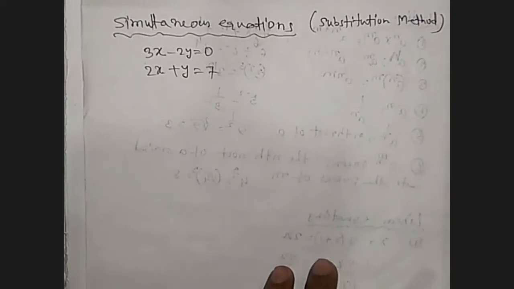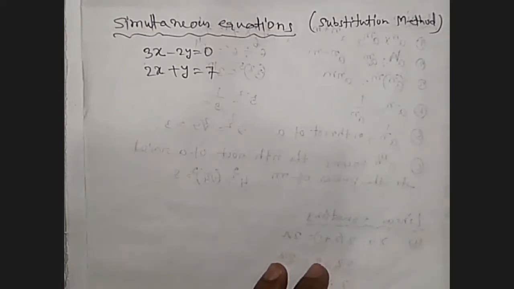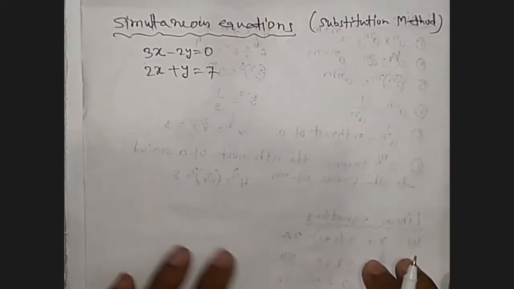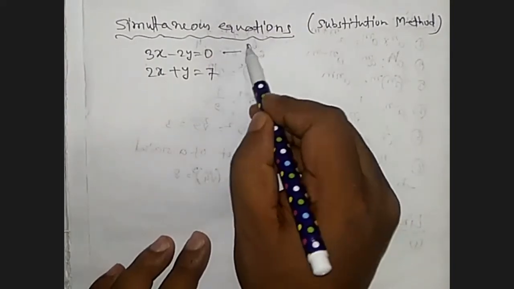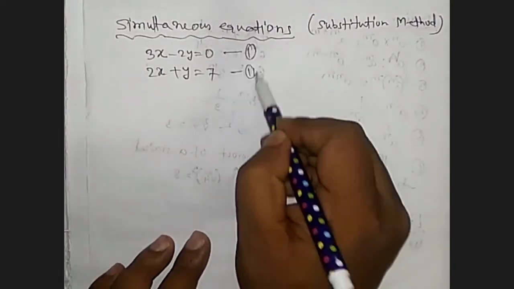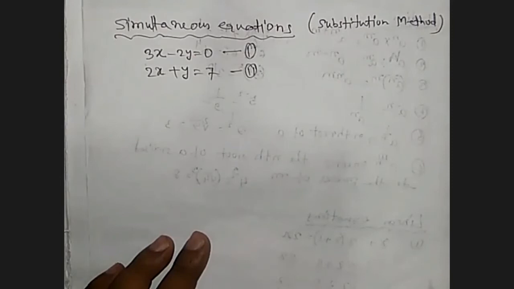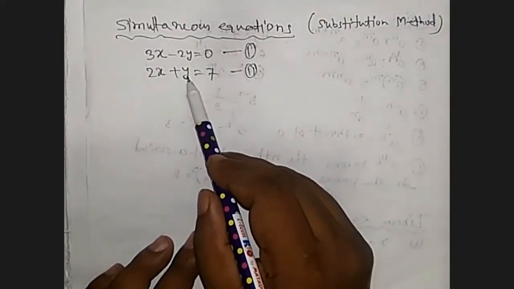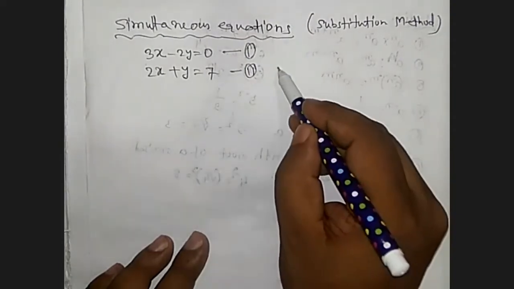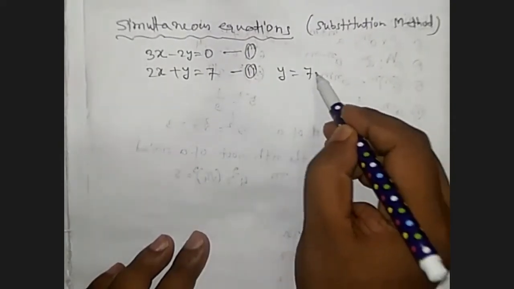So this is the simultaneous equations. You are doing these maths by substitution method. So let us see what ways to do the substitution method. First of all, let us think that is question number 1. This is question number 2. So make y as a subject here. Y equals to 7 minus 2x.